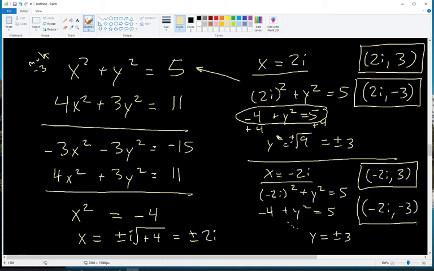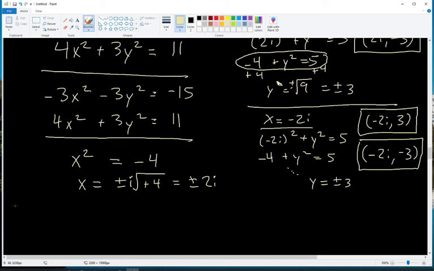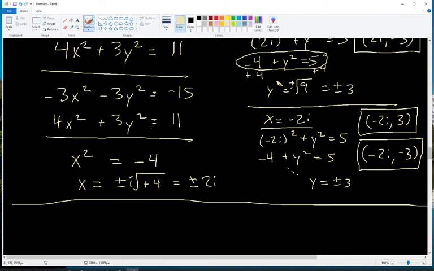So we end up having 4 points where these intersections happen: (2i, 3), (2i, negative 3), (negative 2i, 3), and (negative 2i, negative 3). Okay, so that is how we solve those types. And then on to one last final type, and that'll do it.